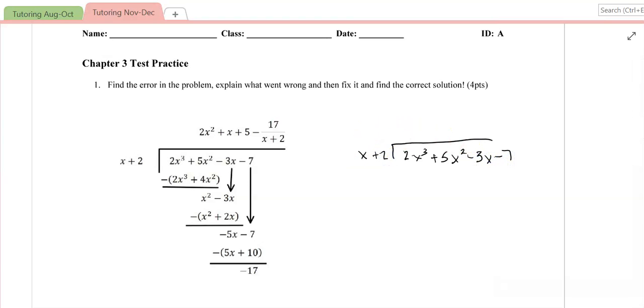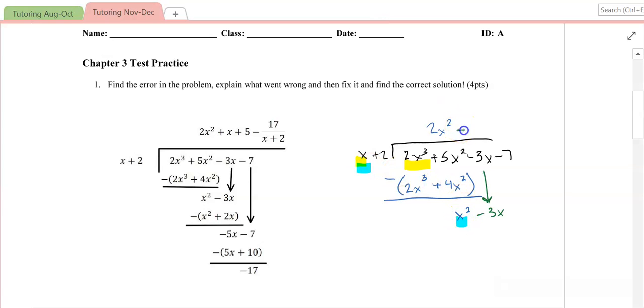So when you're doing long division, you want to ask yourself, what do you need to multiply x by to get 2x cubed? And that would be 2x squared. So you'd write that number at the top, and then you would perform that multiplication down below. After you perform that multiplication, you will subtract, and then you'll bring down your next term. So now you would ask yourself, what do you need to multiply x by to get x squared? And you'd write that answer at the top. And then you would perform that multiplication.